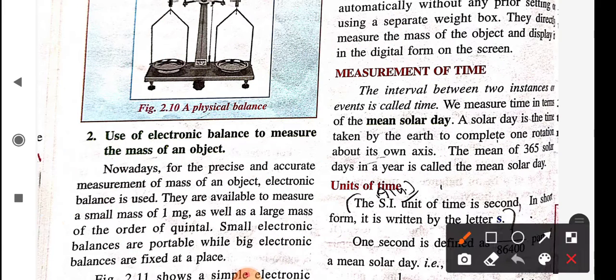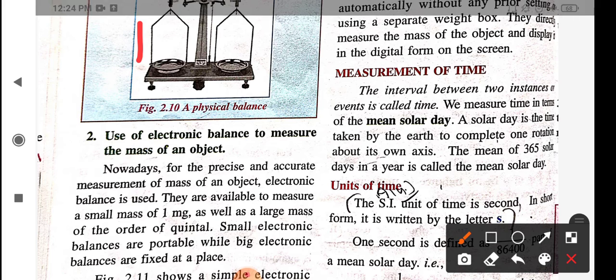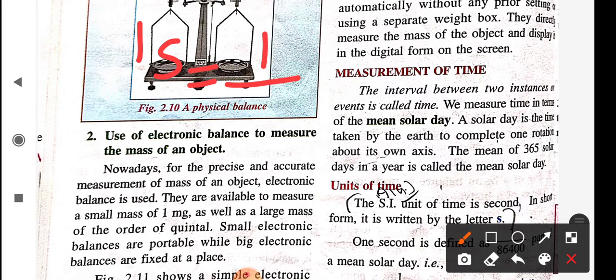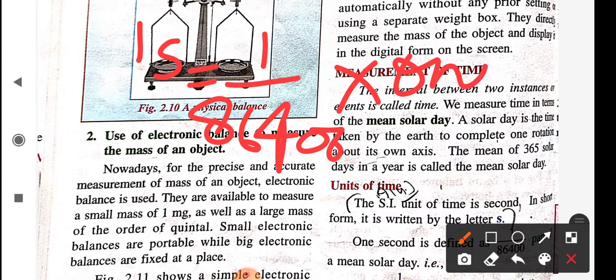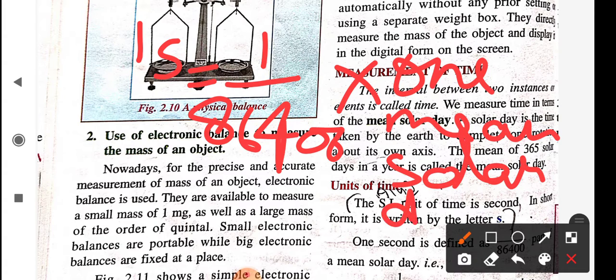Like 1 second equal to 1 upon 86,400 into 1 mean solar day. Okay, this is the formula.